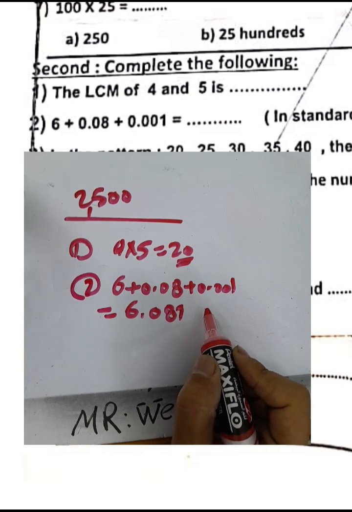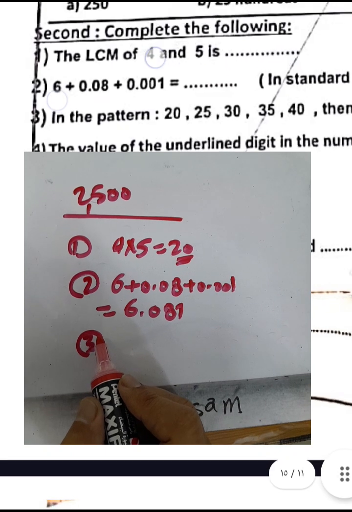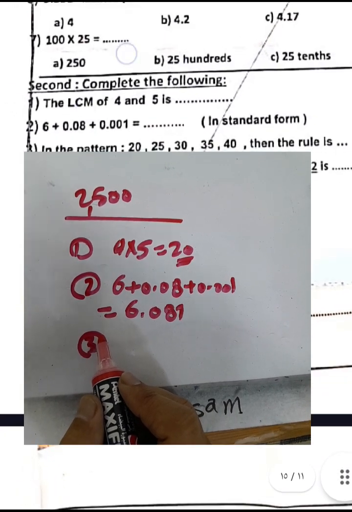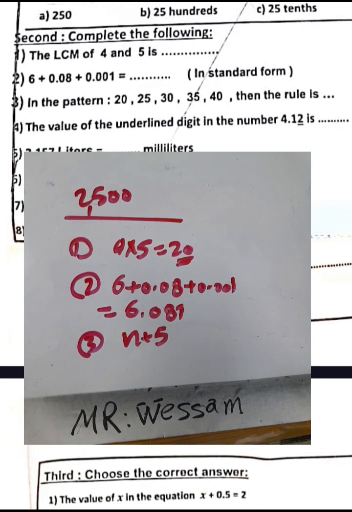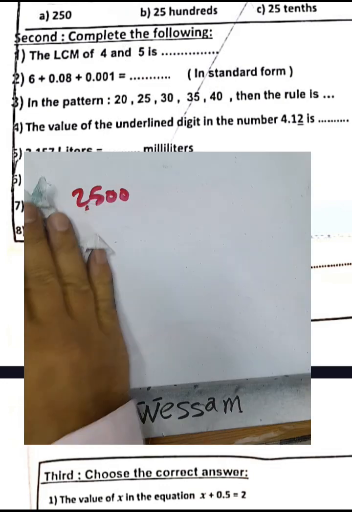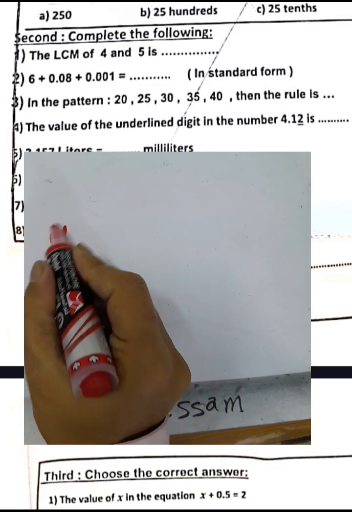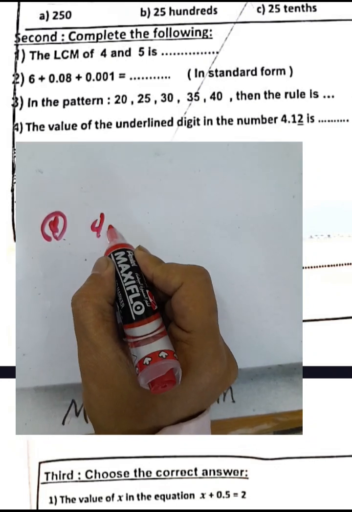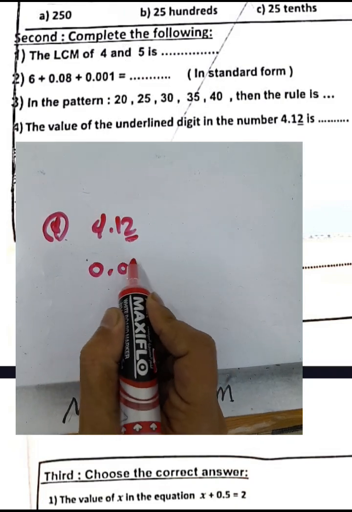Question number 2: 6 plus 0.08 plus 0.001, write 6 and 8 hundredths and 1 thousandth. Question 3: in the pattern 20, 25, 30, 35, 40, 45, the rule here is plus 5. It adds 5 in each step. Question number 4: the value of the underlined digit here, 4.12, the 2 here, the value of this will be 0.02. It's the value of digit 2 in this number.